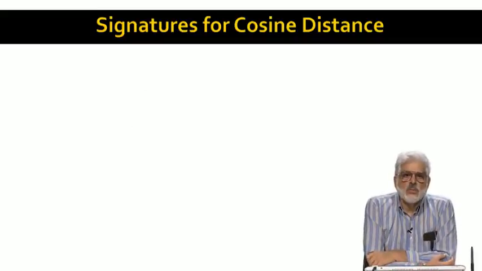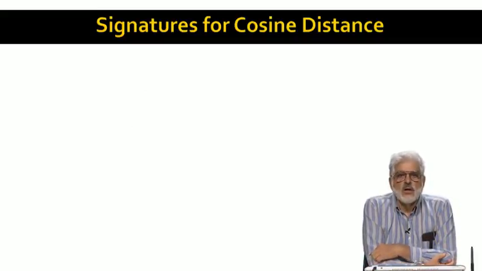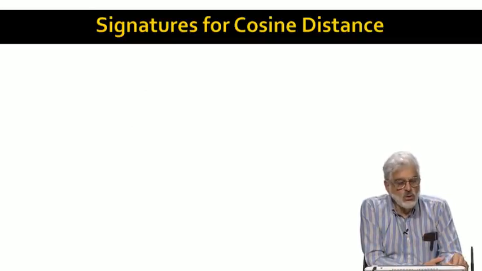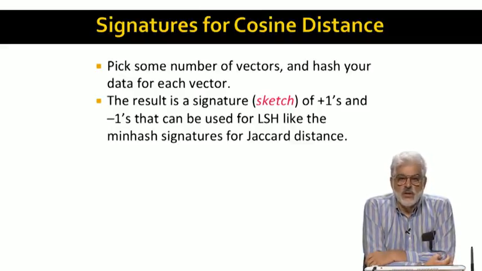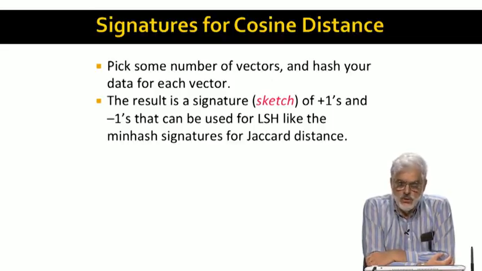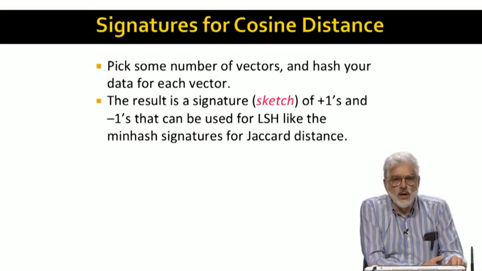Here's how we use random hyperplanes to find similar vectors in our data set, where similarity now means low cosine distance. First, we pick a number of vectors at random. This selection corresponds to picking some random permutations to serve as min-hash functions. But here, instead of min-hashing, we compute the dot product of each vector in our data set with each randomly chosen vector to get a sequence of +1s and -1s called a sketch. The sketch is analogous to the min-hash signature, and we can apply LSH to our sketches by thinking of them as a matrix, dividing the matrix into bands and proceeding as we did for min-hash signatures.